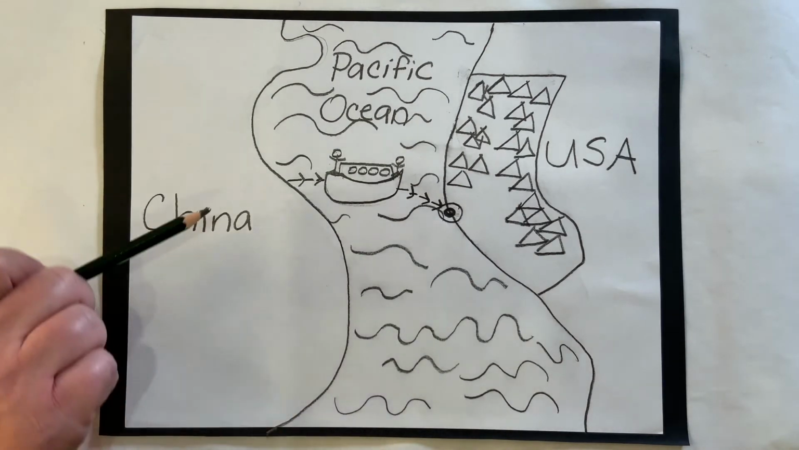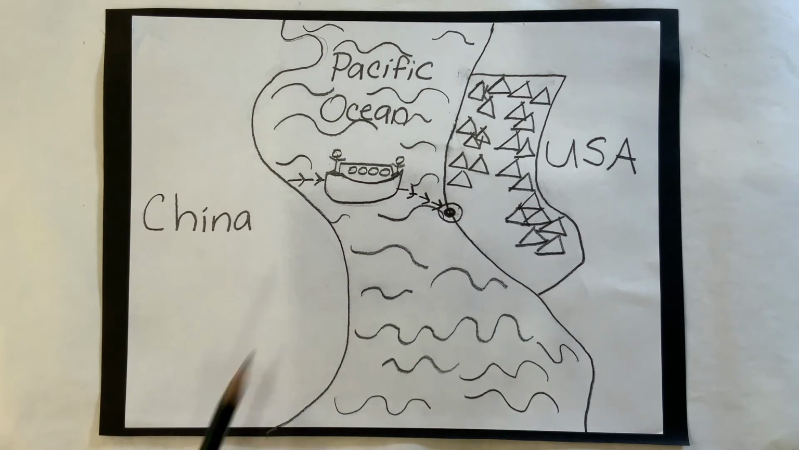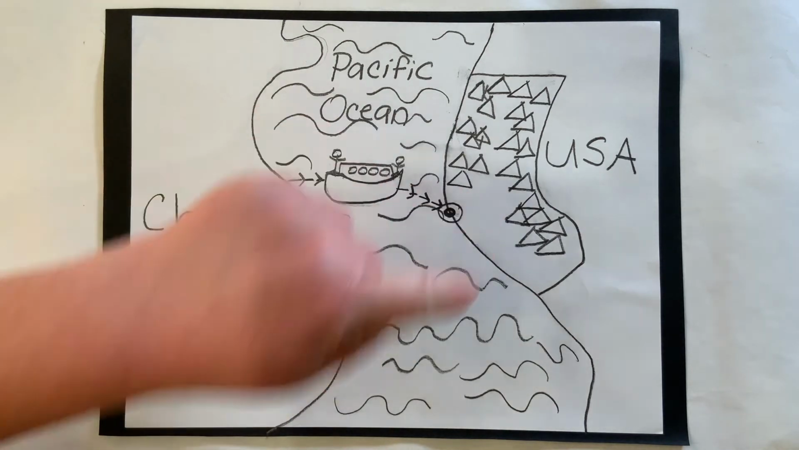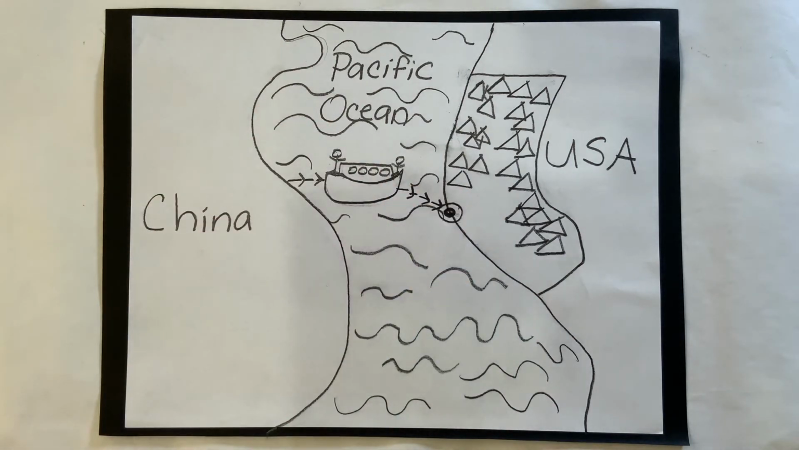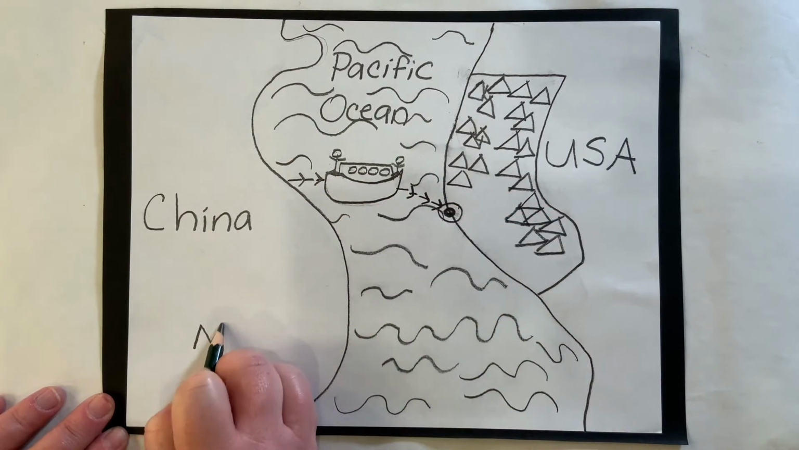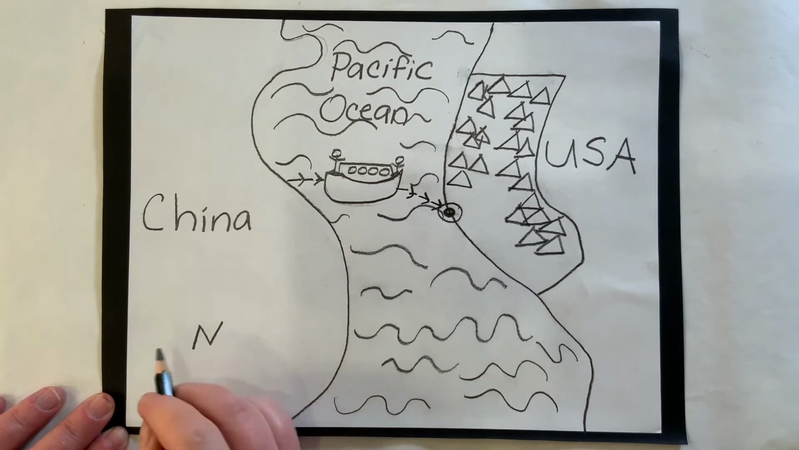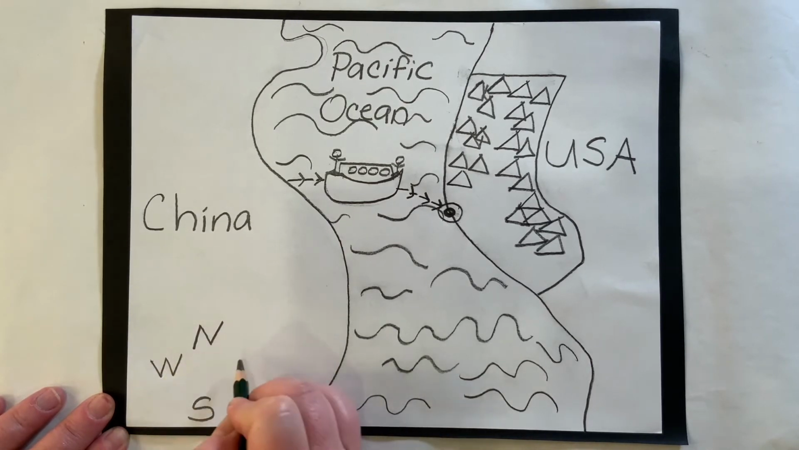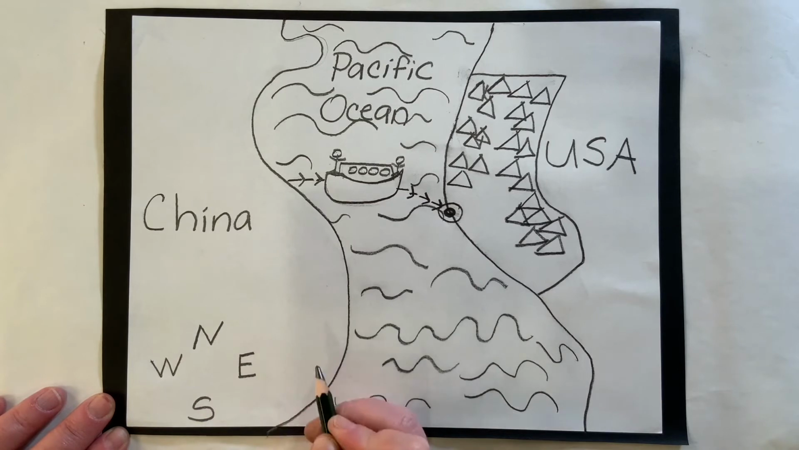And they were traveling what? Were they traveling north? No. Were they traveling south? Nope. Were they traveling west? No. They were traveling east. So we could even make a compass. You can put north, south, west, and east.